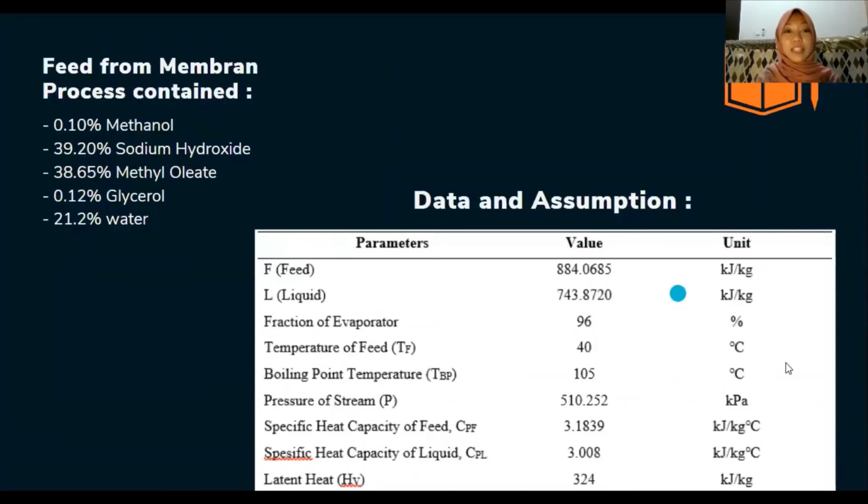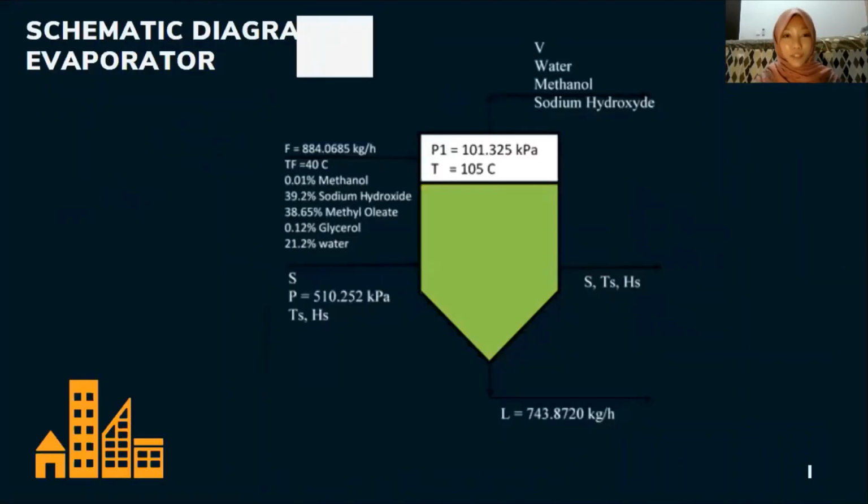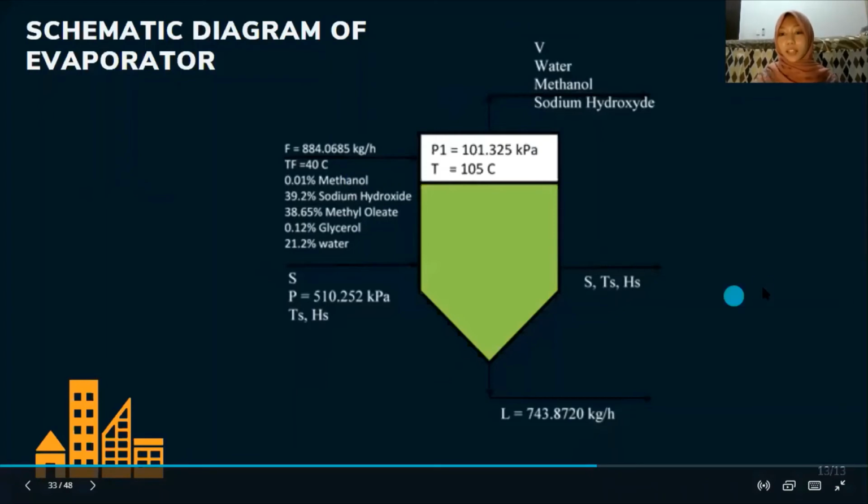As you can see, this is the feed from the membrane process, that is, from the permeate. It contains 0.1% of methanol, 39.2% of sodium hydroxide, 38.65% of methyl oleate, 0.12% glycerol, and 21.2% of water. And as you can see, this is the data and the assumptions that we must use for the calculation. The parameters contain feed, liquid, and vapor of the evaporator, TF, TBP, and so on. And this is the schematic diagram of the evaporator, and this feed is from the membrane process that I explained before.